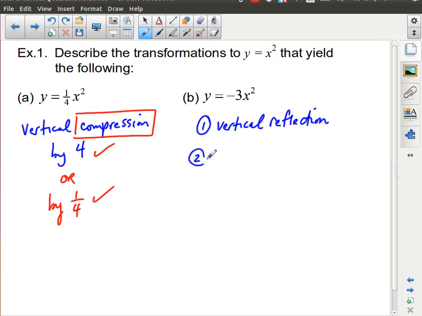And the second transformation, the absolute value of negative 3 is equal to 3. That's what it means to take the magnitude. So this is obviously a number bigger than 1, in this case the absolute value of a is bigger than 1. So this is a stretch. So this is a vertical stretch by, and how much is it a stretch by? It is a stretch by 3. And that's it for this one.